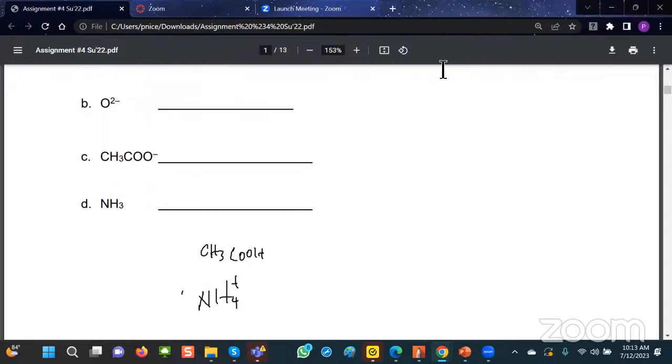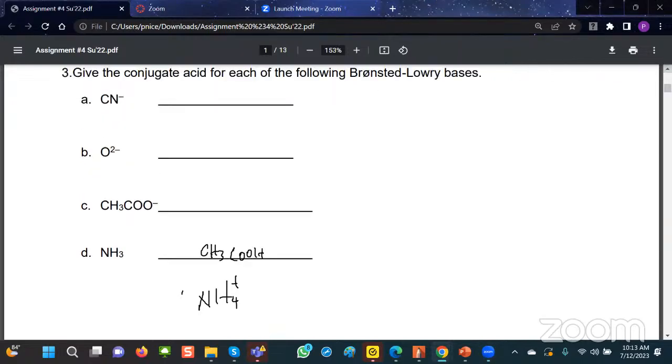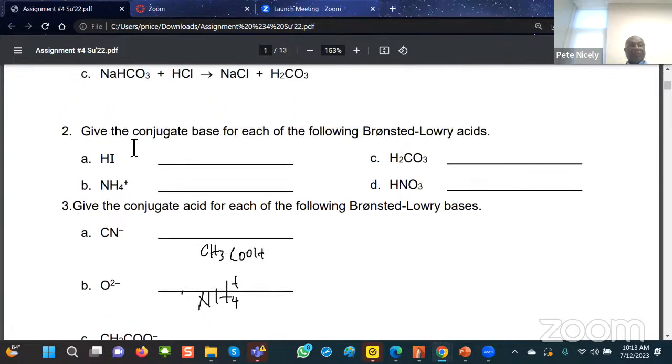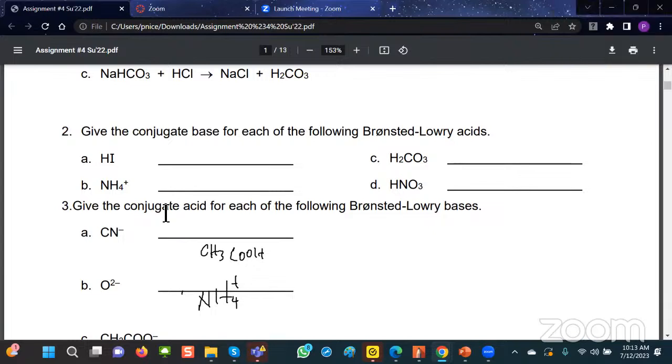Okay, any questions? Yes, ma'am. On number 2, part B, why does it lose the positive sign? Oh, because you're removing a proton. Now remember, a proton is H plus, right? So you're removing a hydrogen ion with a positive charge. So when you remove that, you're going to end up with NH3 with no charge, because you're removing not only a hydrogen atom, but you're removing a positive charge as well. Okay, thank you. You see what I'm saying?